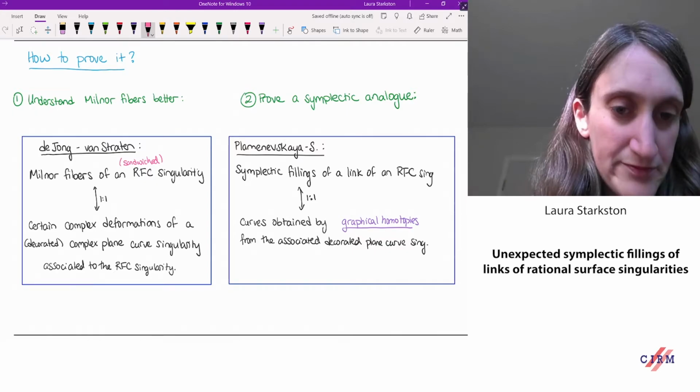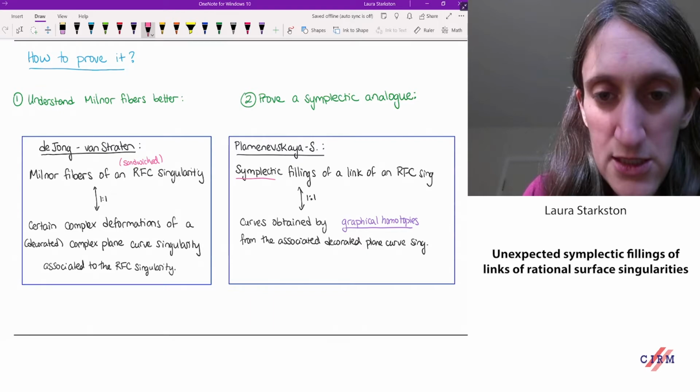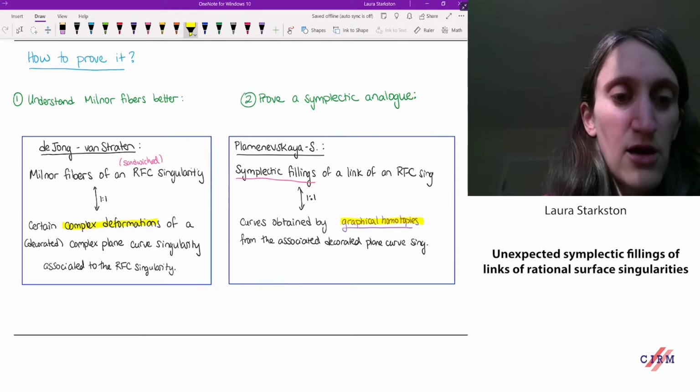And so what we did with Olga is to get a similar type of correspondence for symplectic fillings. Instead of just looking at the smoothings, the deformations, we proved an analogous theorem: symplectic fillings are also in one-to-one correspondence with a deformed version of these decorated plane curves that de Jong and van Straten associate to the surface singularity. The main difference between the deformations and the symplectic fillings comes from the differences between complex deformations versus what we're calling graphical homotopies of these singular plane curves.